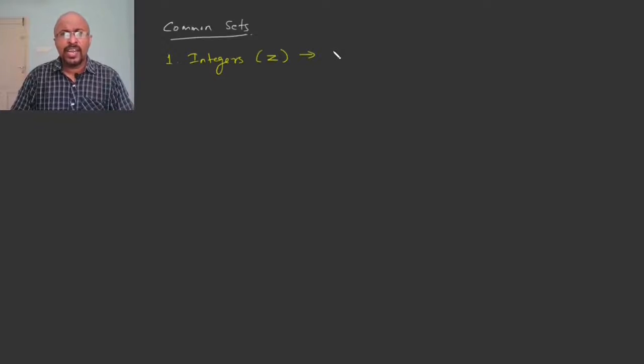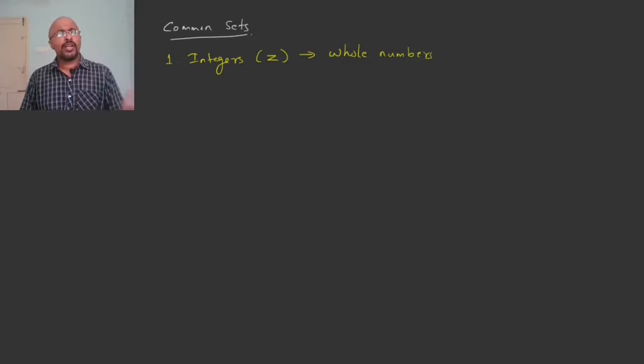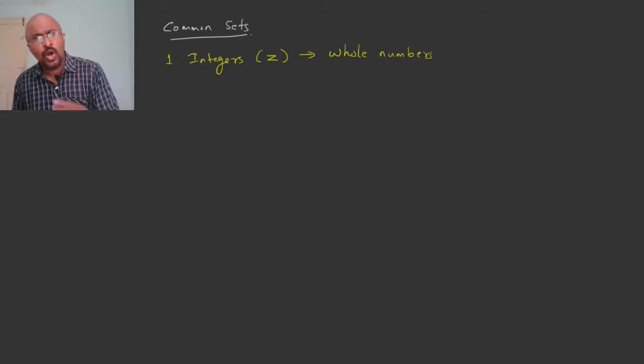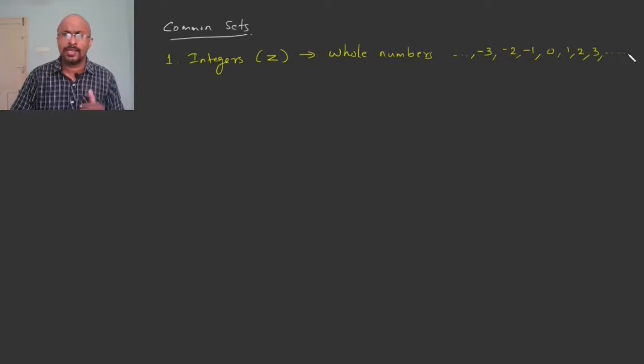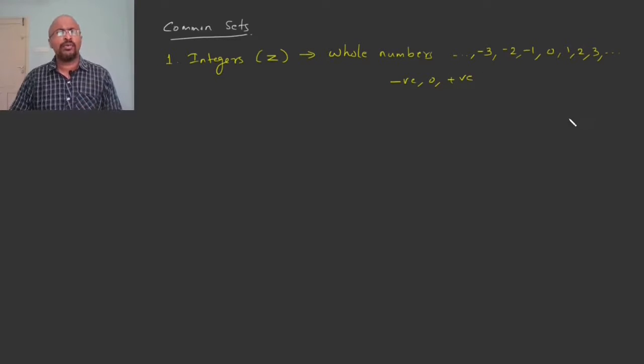An integer is a collection of whole numbers. We know it includes negative numbers, 0 and positive numbers. So the integers are numbers without any fraction. So it is from etc. up to -3, -2, -1, 0, 1, 2, 3, etc. So they include negative, 0 and positive whole numbers. So we studied one important common set here. It is integers and it is denoted as Z.